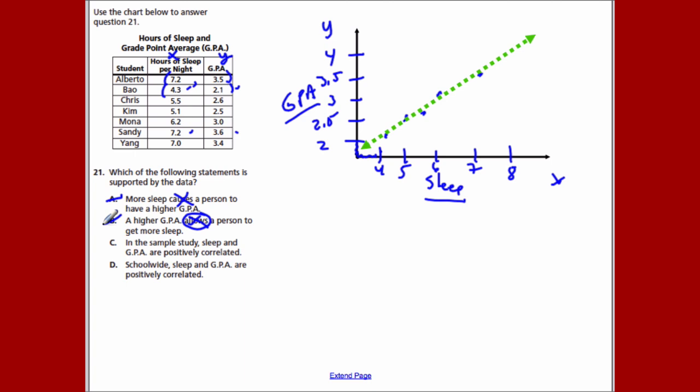C, it says in the sample study. Ooh, I like that because this is just a sample. It's not the actual whole population. In the sample study, sleep and GPA are positively correlated. Pretty generic, but very true. Are they positively correlated? Yes, they are. The slope after you graph the points is going uphill, so I would say C is probably our best answer. But let's read D just to make sure. School-wide, sleep and GPA are positively correlated. We can't say that. We don't know about school-wide. All we can tell about is our sample study. So again, C is our best answer. D does not work. That would be number 21.